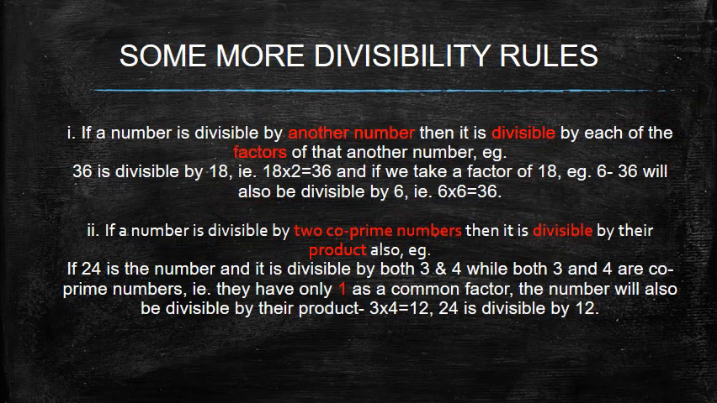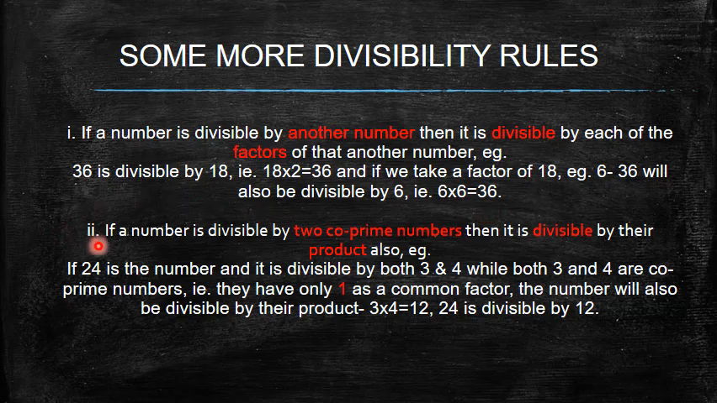Let's see some more divisibility rules. If a number is divisible by another number, then it is divisible by each of the factors of that another number. Here 36 we see is divisible by 18. 18 multiplied by 2 gives 36. And if we take a factor of 18, 6 is one of the factors of 18. Other factors are also there. 1 is there, 2 is there, 3 is there, 9 is there. So all these factors will also divide 36. So 6 multiplied by 6 gives you 36. That is what this rule implies.